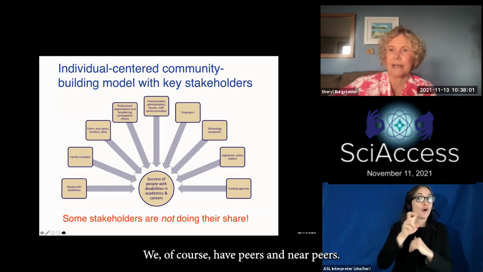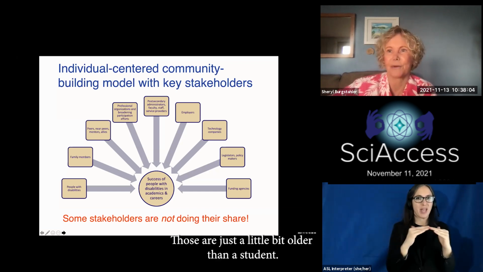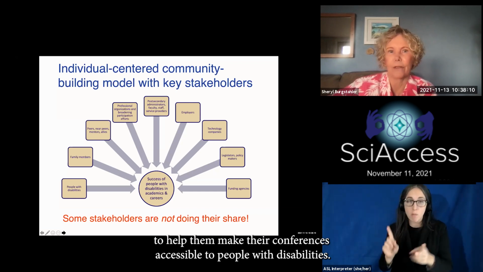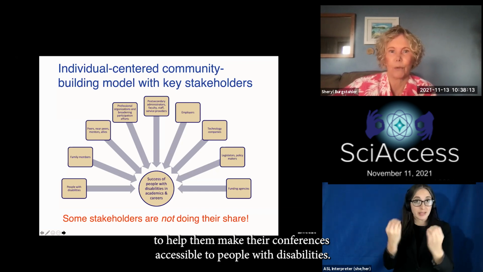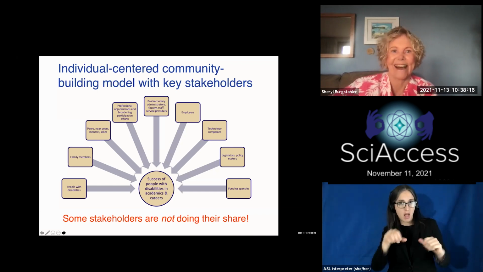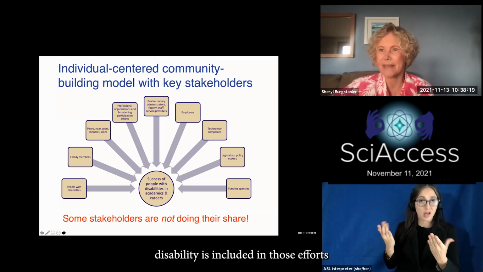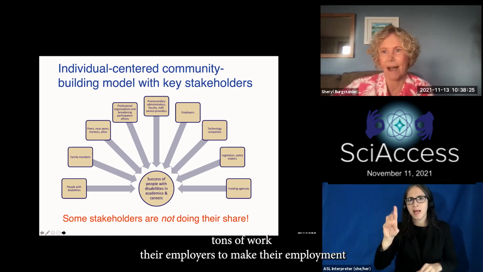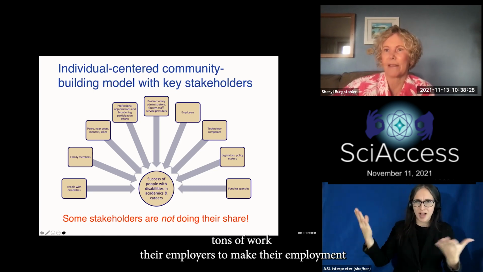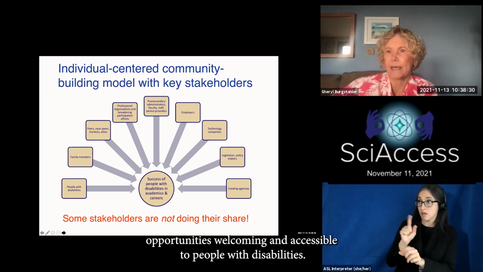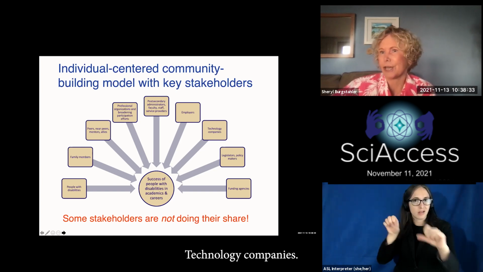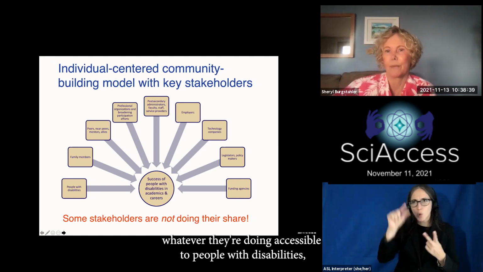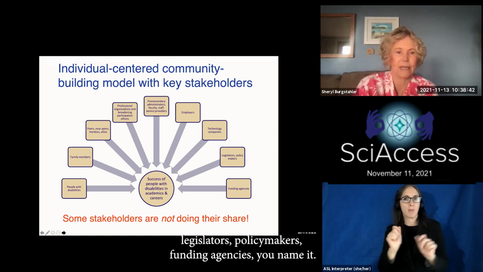We, of course, have peers and near peers. Those are just a little bit older than a student we're working with, mentors and allies that we work with, professional organizations to help them make their conferences accessible to people with disabilities. You're doing a great job here, by the way. And broadening participation efforts to make sure disability is included in those efforts. Post-secondary administrators, faculty, staff, service providers, tons of work there. Employers to make their employment opportunities welcoming and accessible to people with disabilities. Technology companies, we work with Microsoft and Google and Amazon to help them make whatever they're doing accessible to people with disabilities. Legislators, policymakers, funding agencies, you name it.